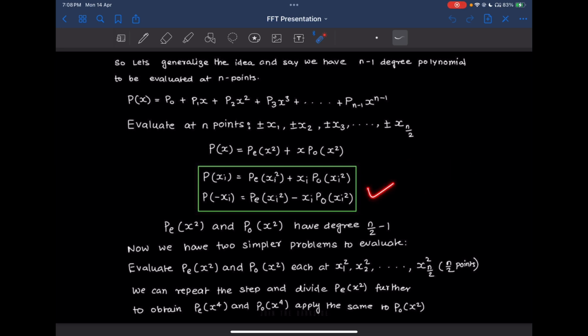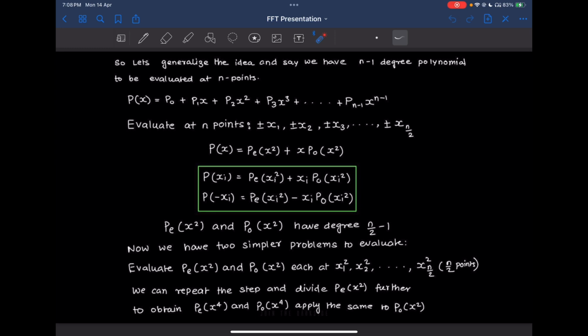I've written it here in a box. If you input a negative value, only the odd function part would become negative. Everything else would remain the same, as with even functions. The negative value input does not make any difference; the actual value is just going to be the same.